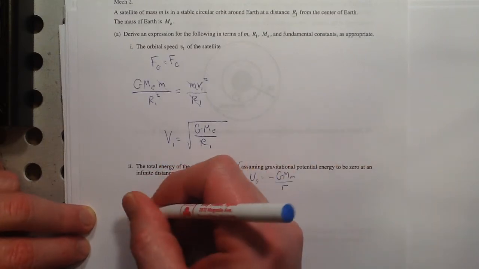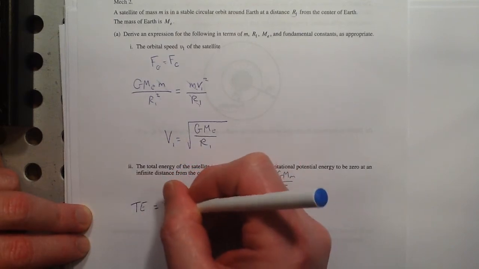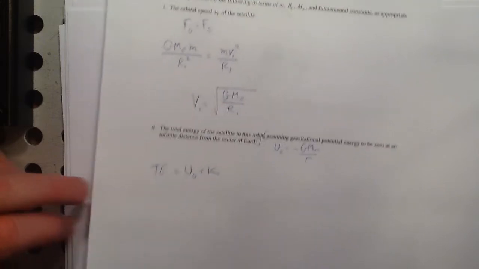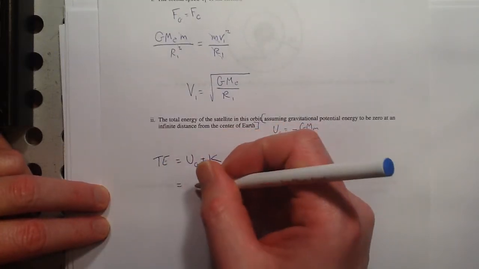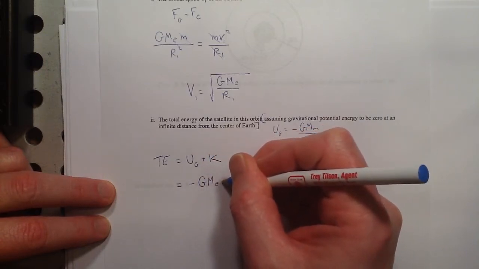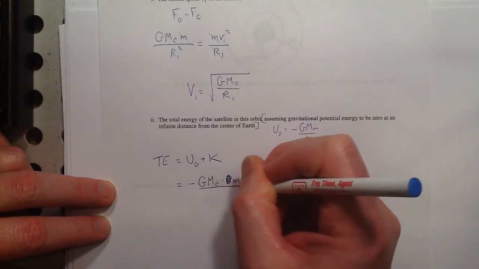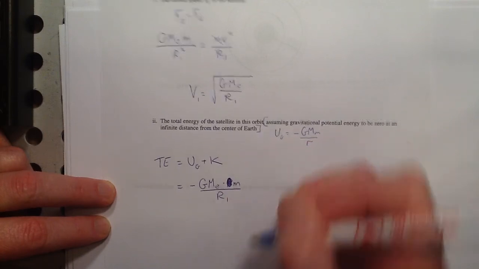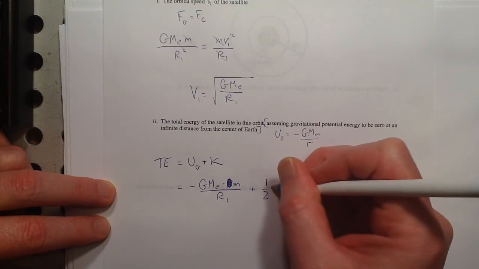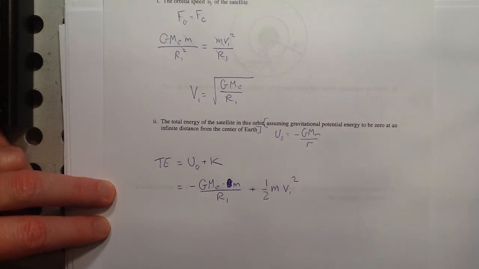Anyway, if we know that, then the total energy, call that TE or ME for mechanical energy, is equal to gravitational plus kinetic. That's going to be worth at least a point right there, just saying that. And this is equal to negative G, mass of the Earth, times m over R, plus kinetic energy, which is 1/2 m v1 squared.